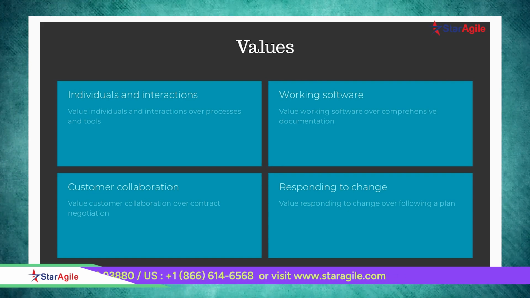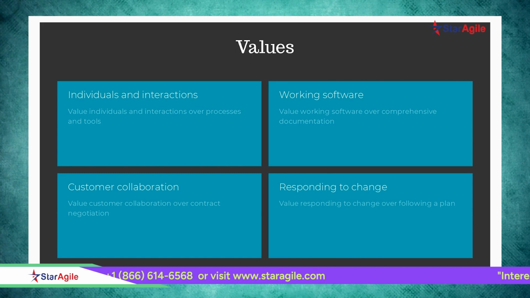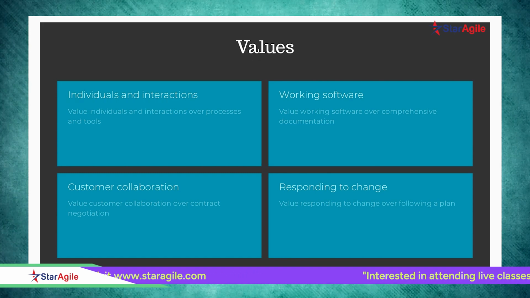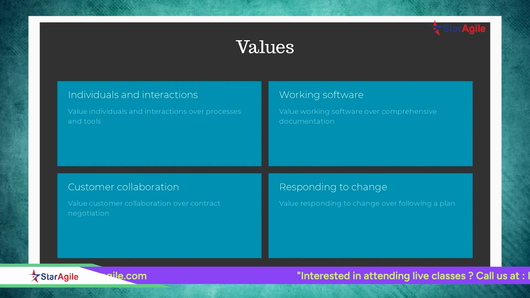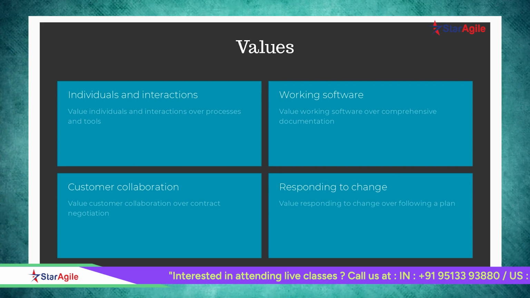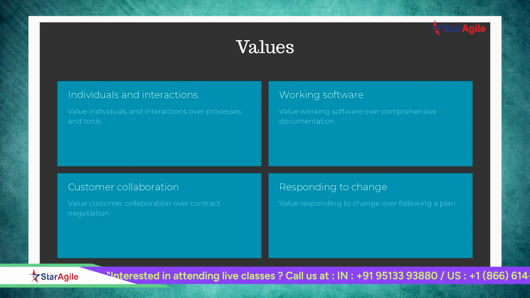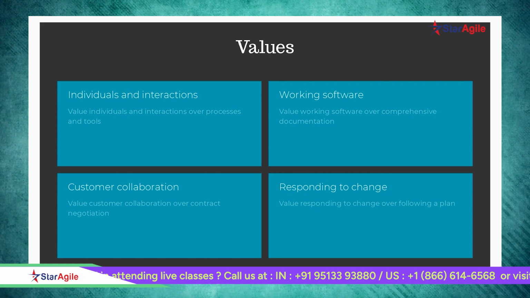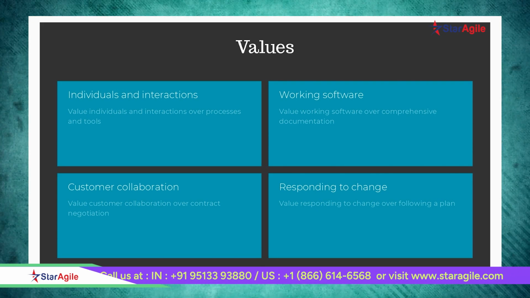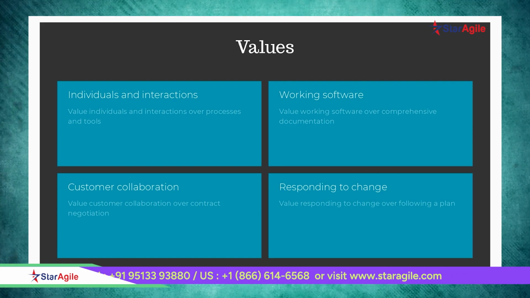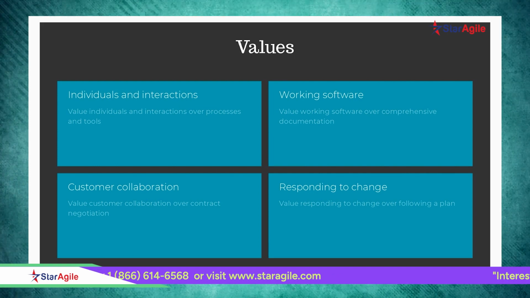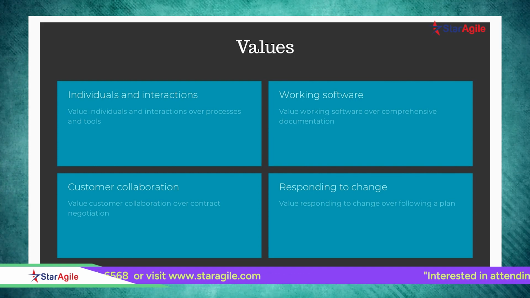The second value, working software over comprehensive documentation. Agile prioritizes delivering working software that provides value to the customer over exhaustive documentation. While documentation is still important, Agile teams focus on producing working software early and frequently. This approach allows for faster feedback from stakeholders and ensures that the software meets the customer's needs.